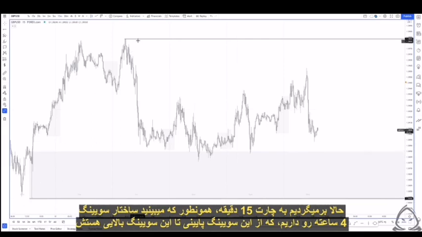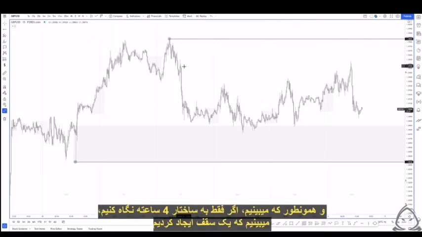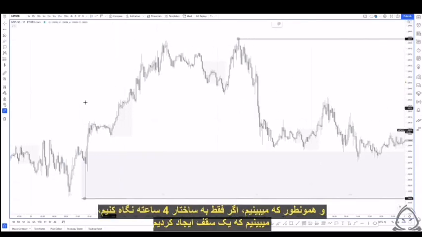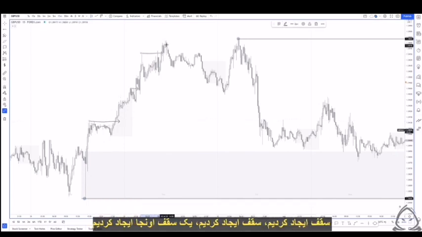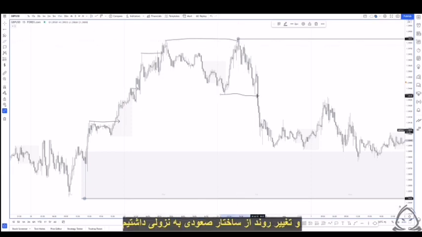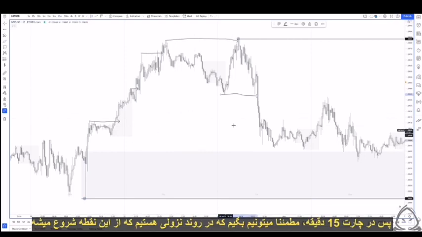As we can see, we have our 4-hour swing structure, which is from this swing low to this swing high. If we just look at the 4-hour market structure, we can see that we create a high, we create a high, we create a high, create a high just right there. And then we start to switch from bullish to bearish market structure. So on the 15-minute chart, we can definitely say that we are in a bear trend starting at this point.